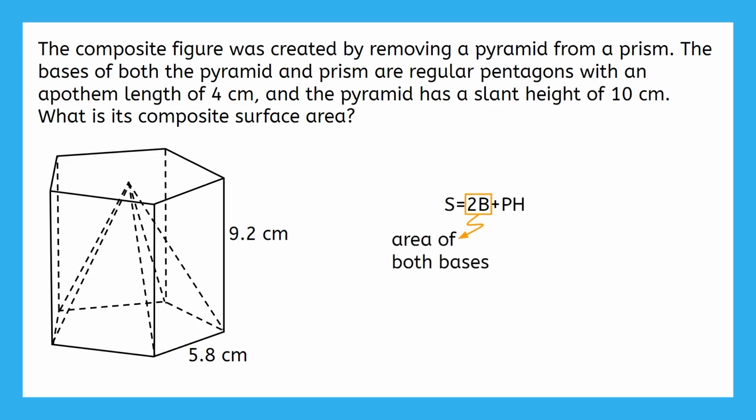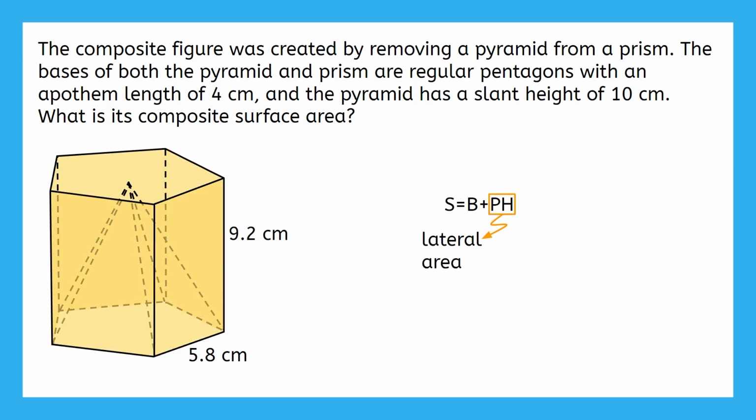This term represents the area of both bases of the prism, but we only have one base left. So instead of 2 times big B, we should change this term to just big B. This term represents the lateral area of the prism. All of the lateral sides are still part of the composite figure, so this term will stay as big P times big H. If you haven't yet, go ahead and fill in this altered formula with the measurements of the prism.